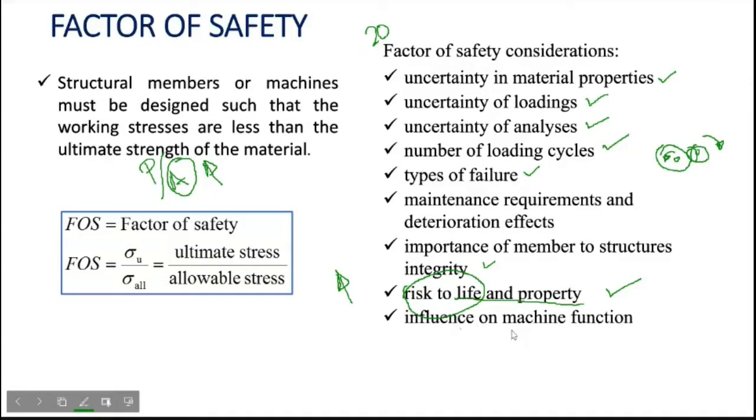Then influence on machine functions. How a machine is connected to another, right? These are much less important. It is not that much important. So mainly these are the considerations. You have to consider all these terms if you want to identify a particular factor of safety value. All of these are important for that value.